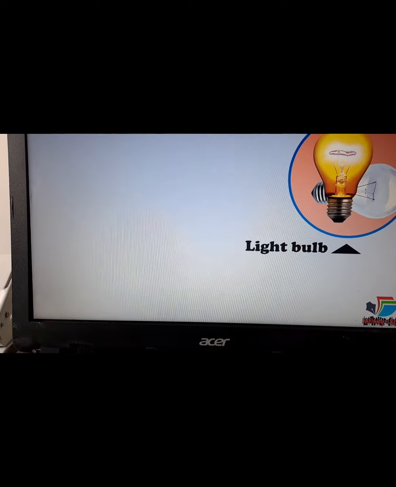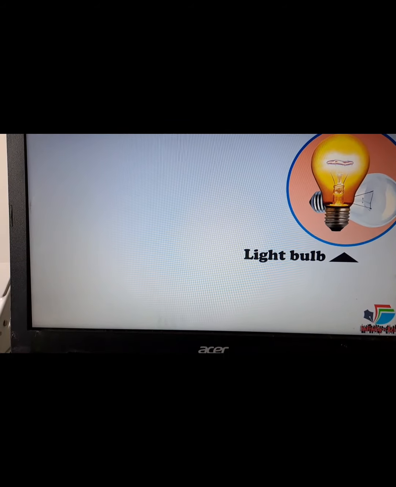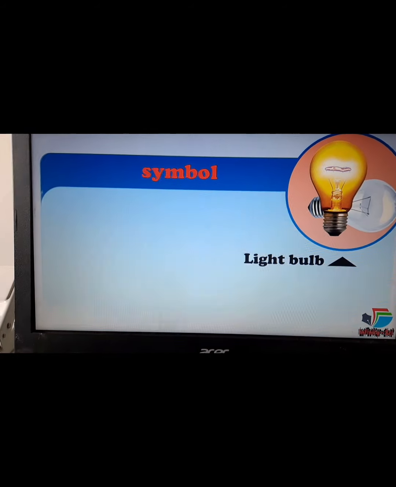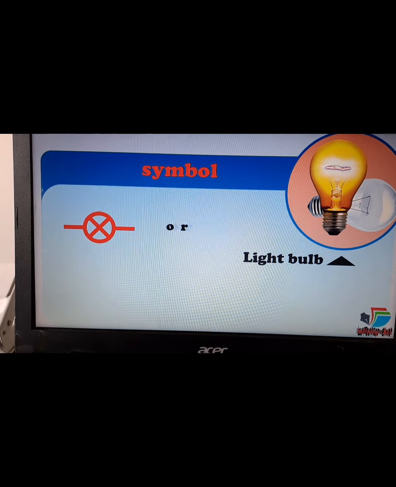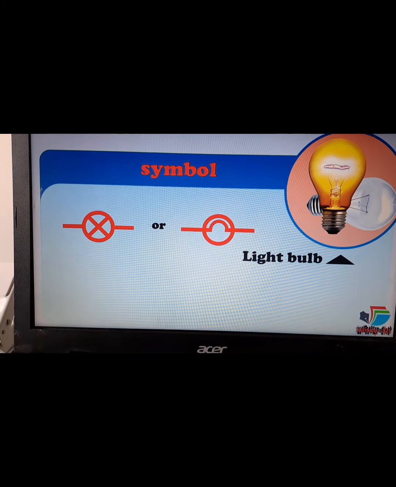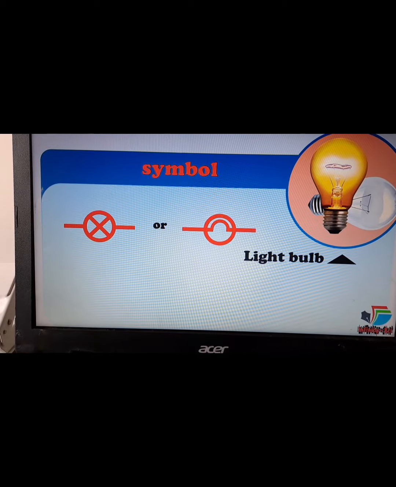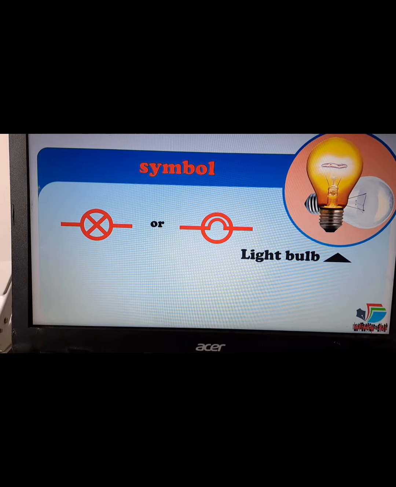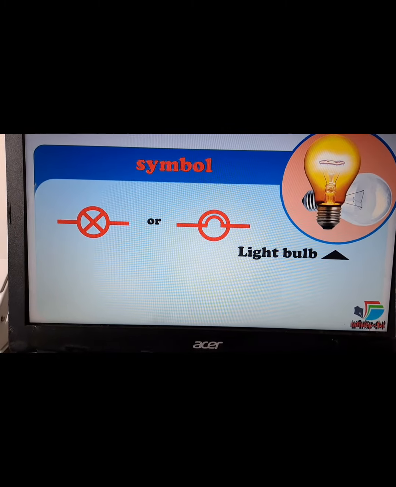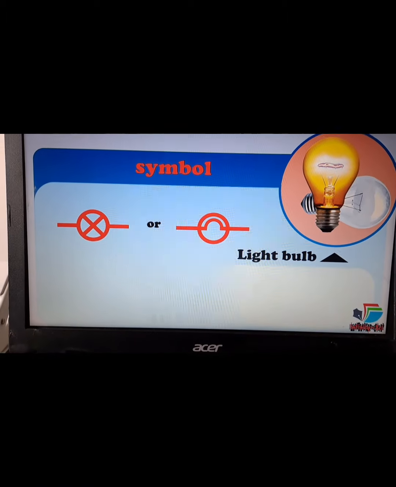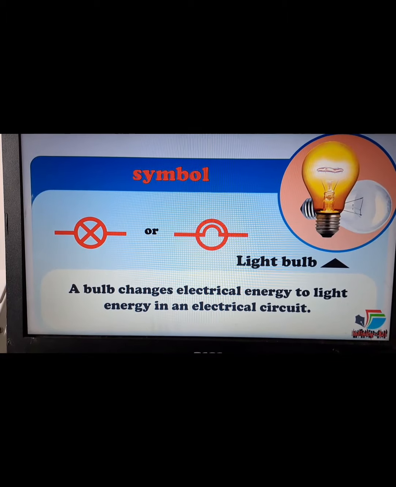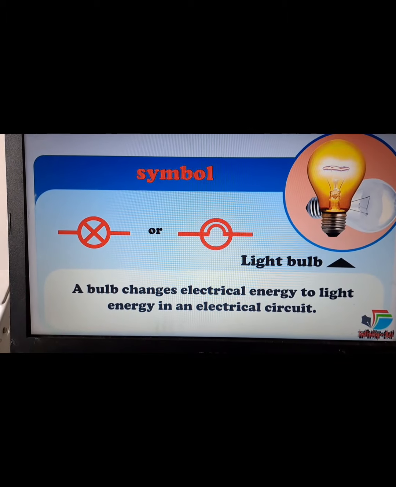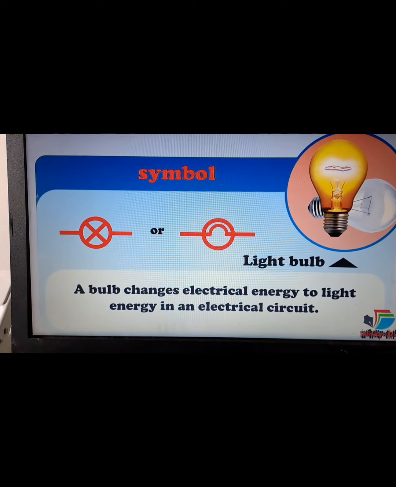In our circuit we had a light bulb as an example of an appliance, and there the symbol of a bulb is that one, as you can see in red, or it could be that. So depending on where you find it, just know that these 2 symbols stand for a light bulb in a circuit diagram. So a light bulb, or a bulb, changes electrical energy to light energy in an electrical circuit. So let's move on to the next.